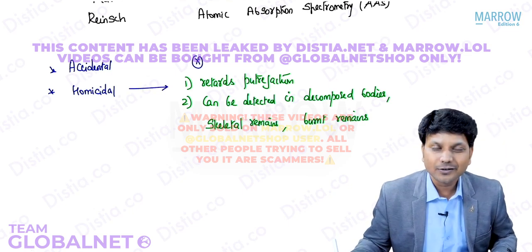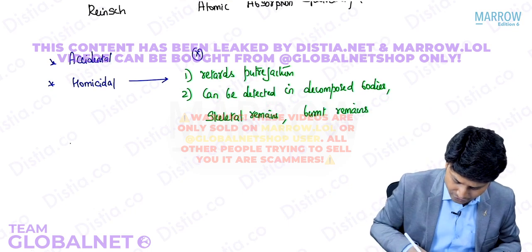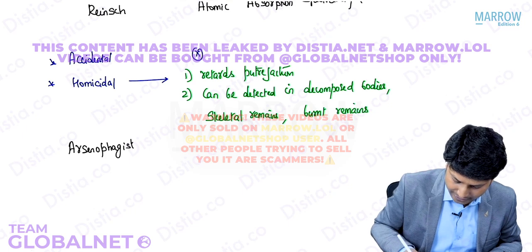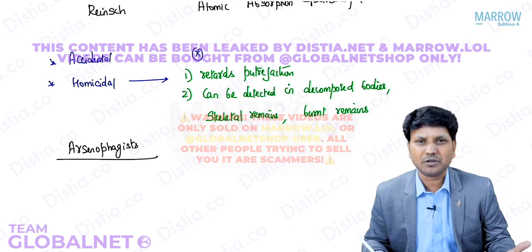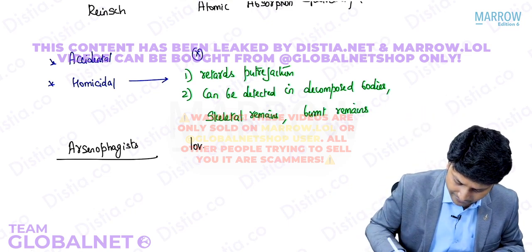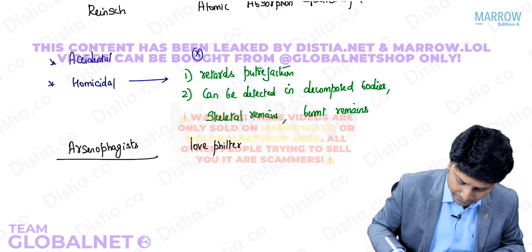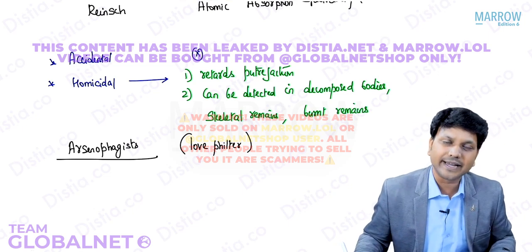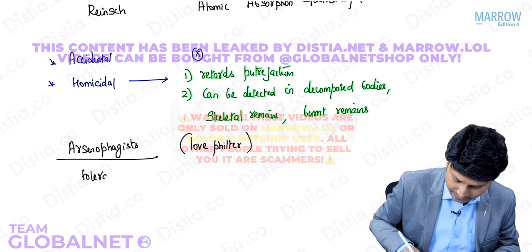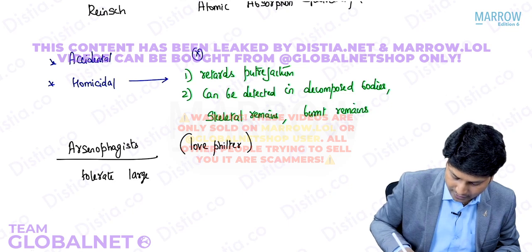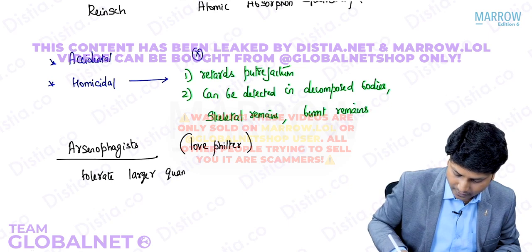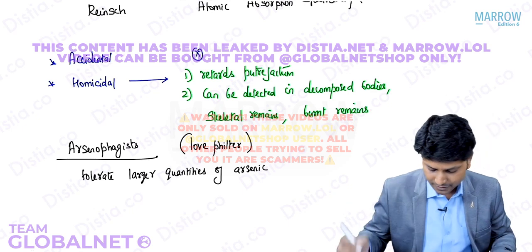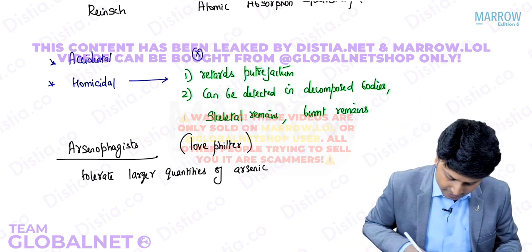There is one more important terminology that you have to know, that is called arsenophagist. Certain people have the habit of using arsenic in larger quantity. They can tolerate more amount of arsenic because they use arsenic as a love filter, for aphrodisiac purposes. So they use arsenic in larger quantity and can tolerate large quantities of arsenic. They are called arsenophagist. Very important.